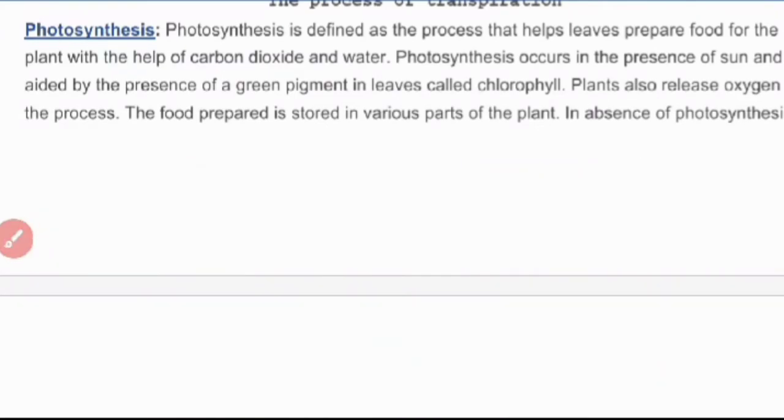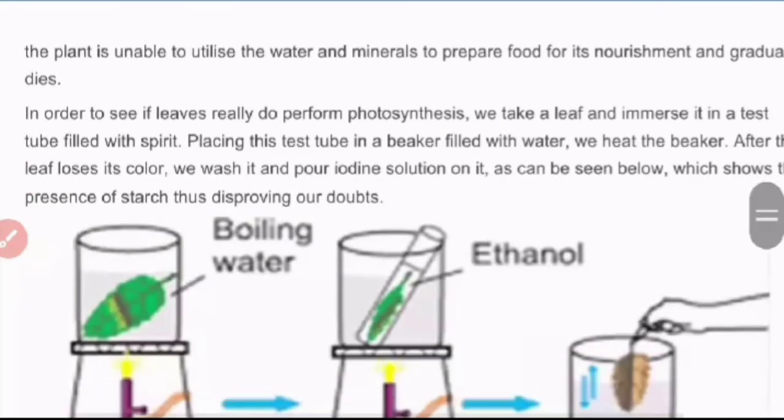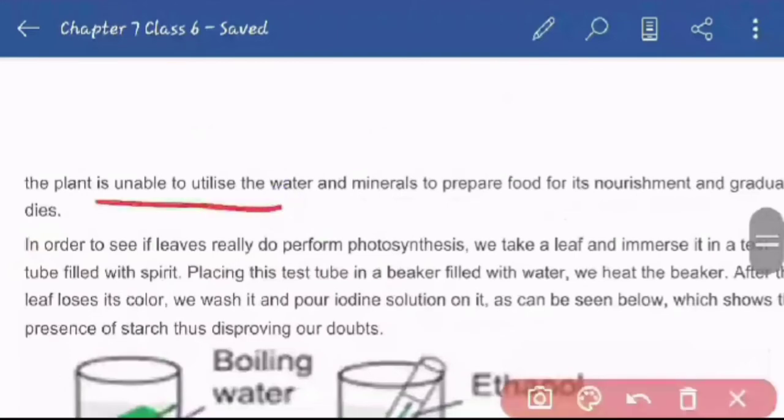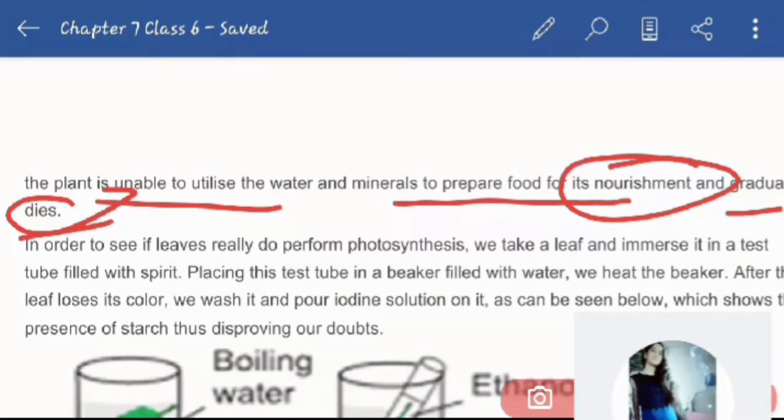So what will happen in the absence of photosynthesis? In the absence of photosynthesis, the plant is unable to utilize the water and minerals to prepare food for its nourishment, and gradually it will die. You know that as food is important for every one of us, it is important for plants also. So if the plants are not getting the food properly, eventually they will die.